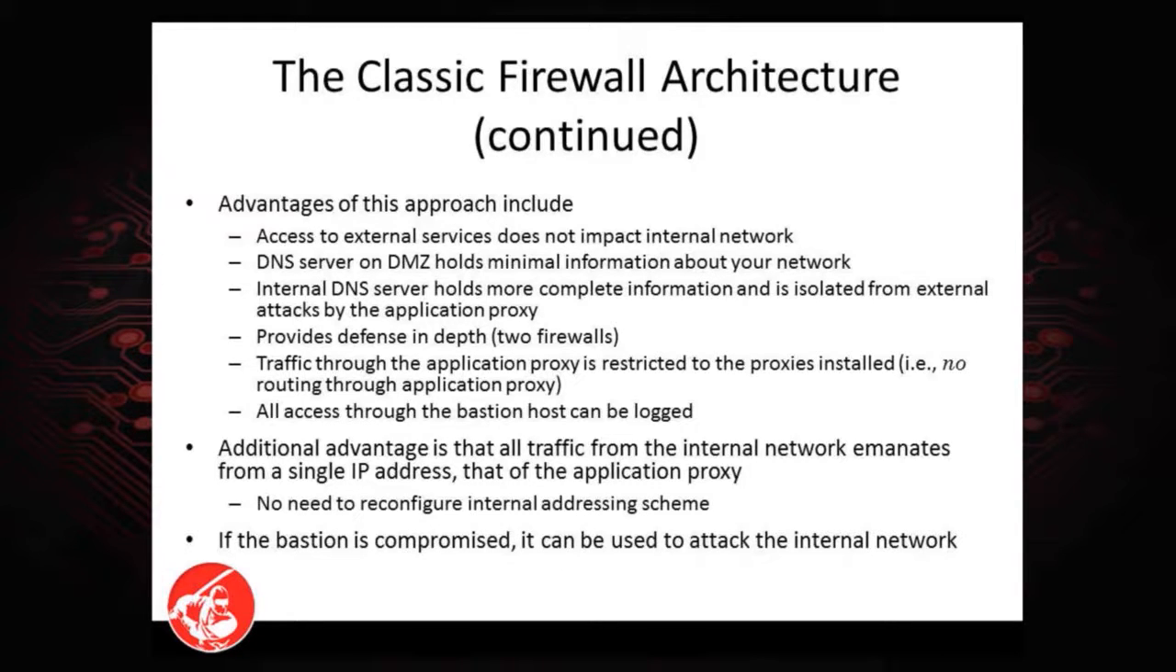Traffic through the application proxy is restricted to the proxies installed. We can't route through the application proxy, but all accesses are logged. Another advantage is traffic from the internal network emanates from a single IP address, that of the application proxy. So we can actually figure out very quickly, looking at our traffic, what is going on, because only one IP address should be in the logs. If another IP address is in the logs, we've been compromised or our architecture is not acting like it should.